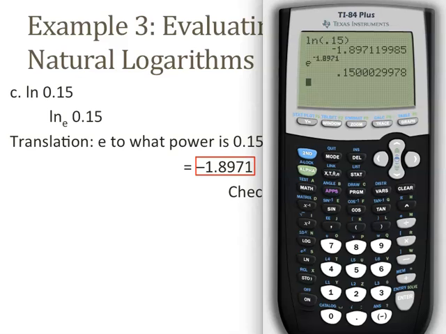And you can see it doesn't come out to exactly 0.15, but it's very, very close. And again, the reason it doesn't come out to exactly 0.15 is because we have rounded, right? It's not exactly negative 1.8971. There are more decimals after that.